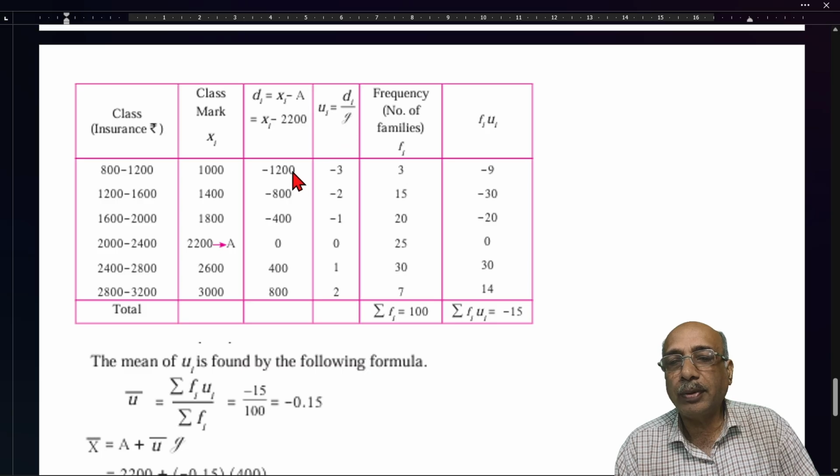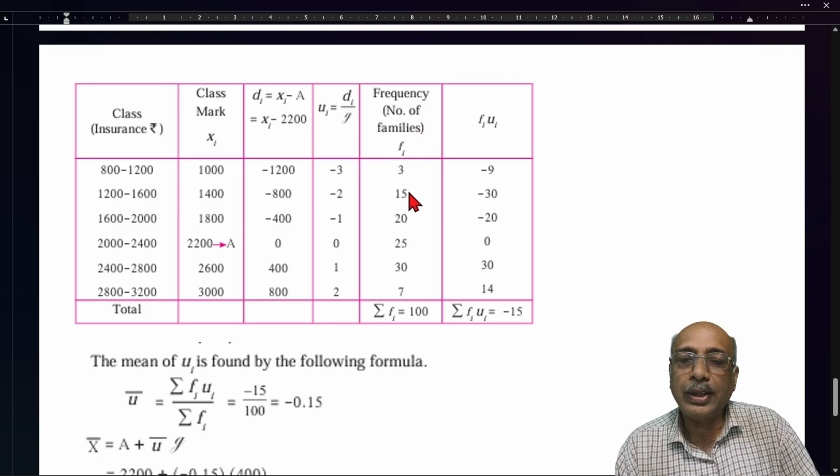So here I will substitute ui equals di divided by 400. Minus 1200 divided by 400 becomes minus 3. Minus 800 divided by 400 equals minus 2. Minus 400 divided by 400 equals minus 1. 400 divided by 400 is 1. 800 divided by 400 is 2. So this column is extra here.